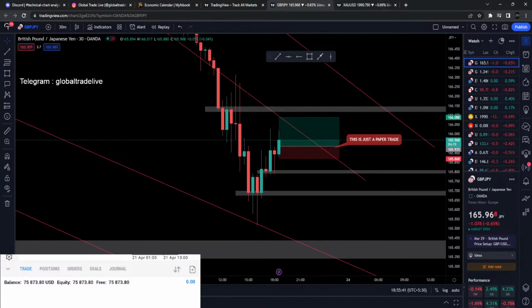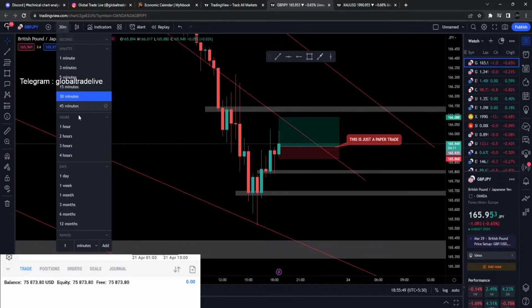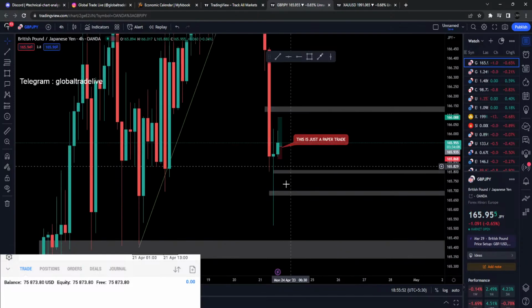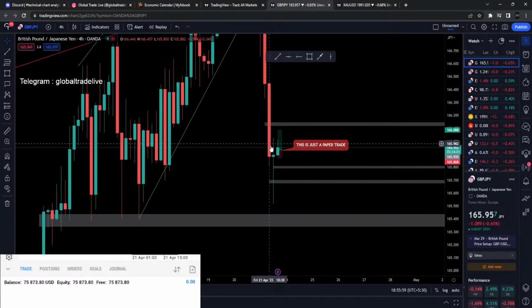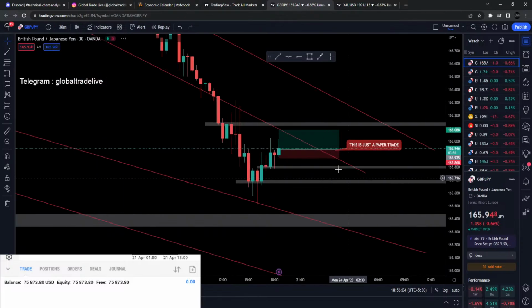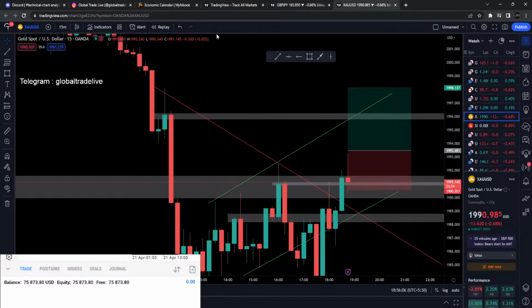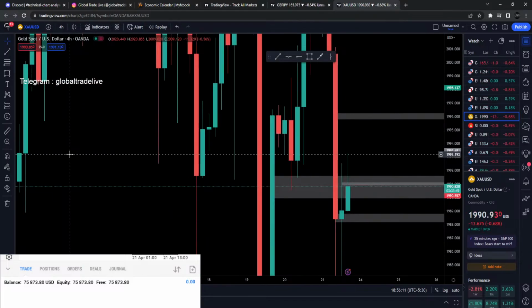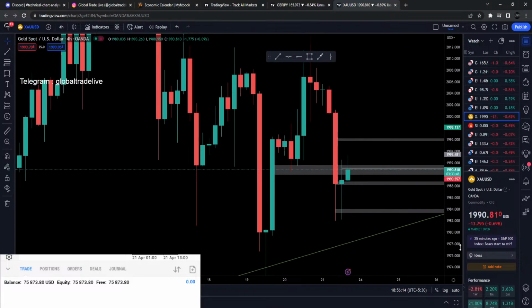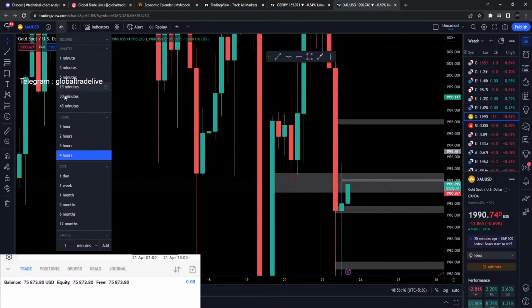So 4 minutes left over here for the candles to close. Okay, let's have a look at the 4 hour. 4 hour candle is... I don't understand what the 4 hour is doing right now. So let's have a look at the gold 4 hour. Yeah, it looks like it's gonna reverse back.